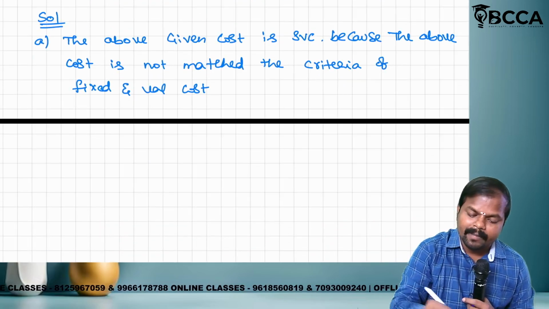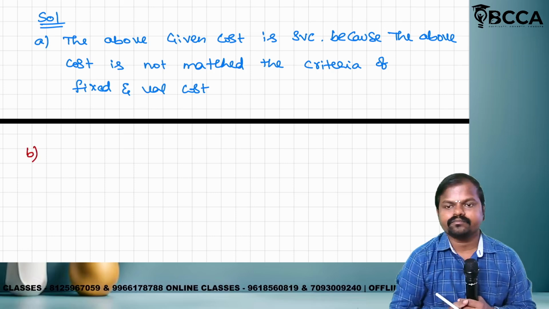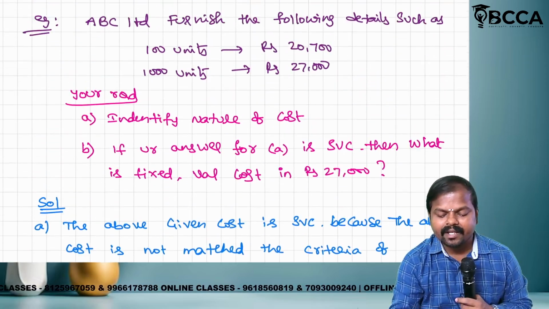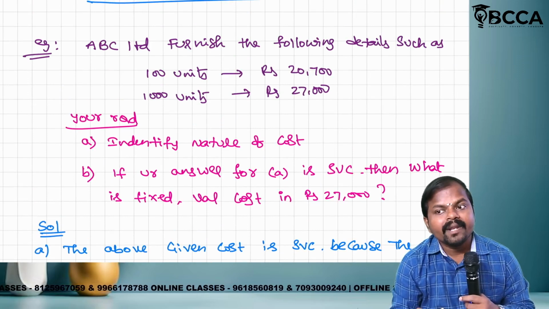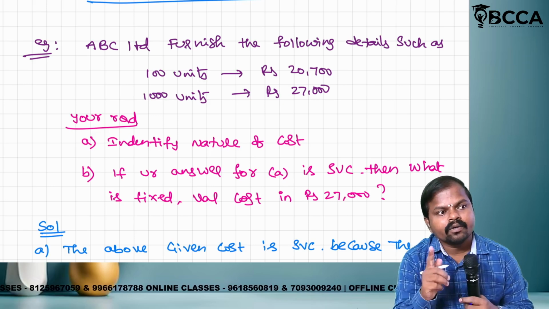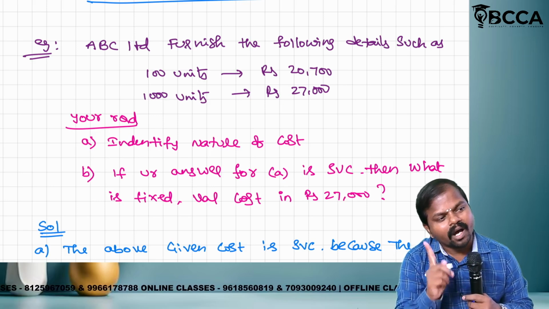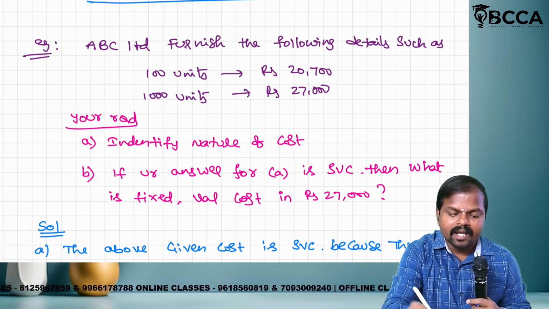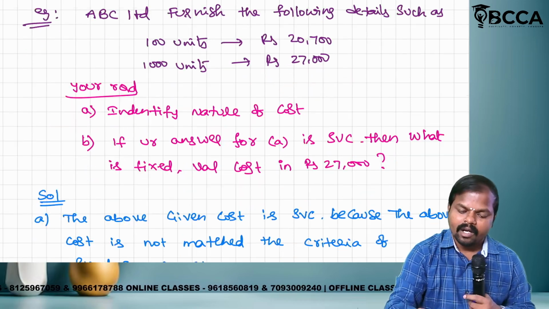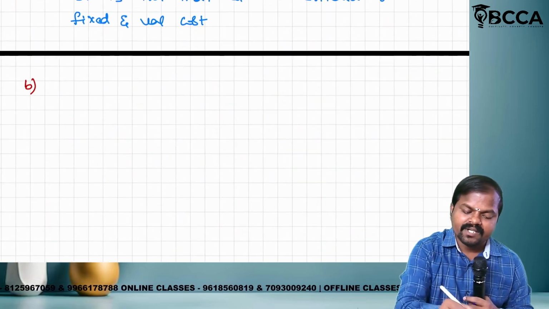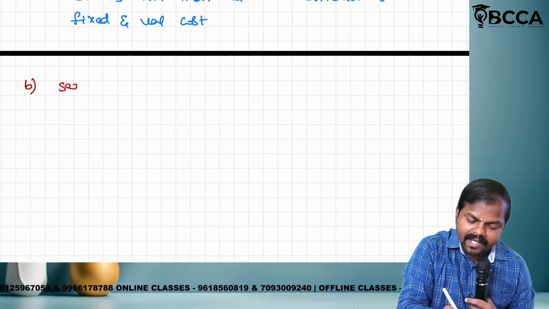What is question B they are asking? If your answer is semi-variable cost, please segregate. Which one: 20,700 or 27,000 or both? They are asking only this cost should be segregated. Correct? And now we will apply the procedure. Segregation.